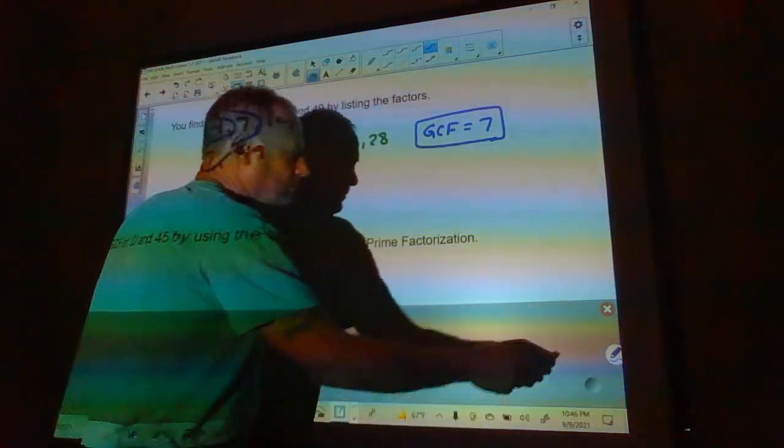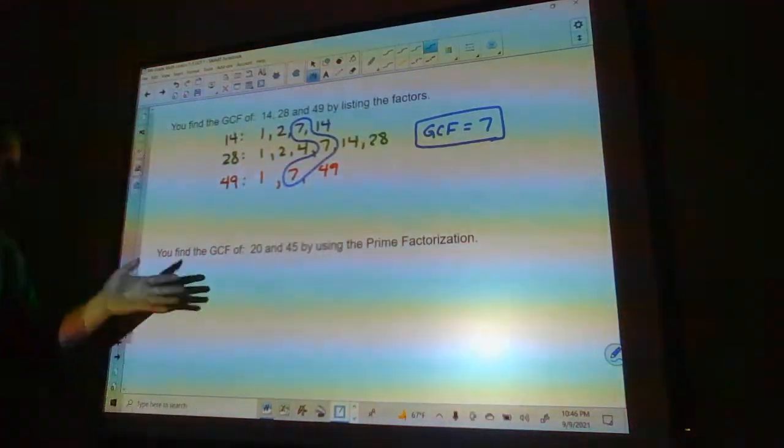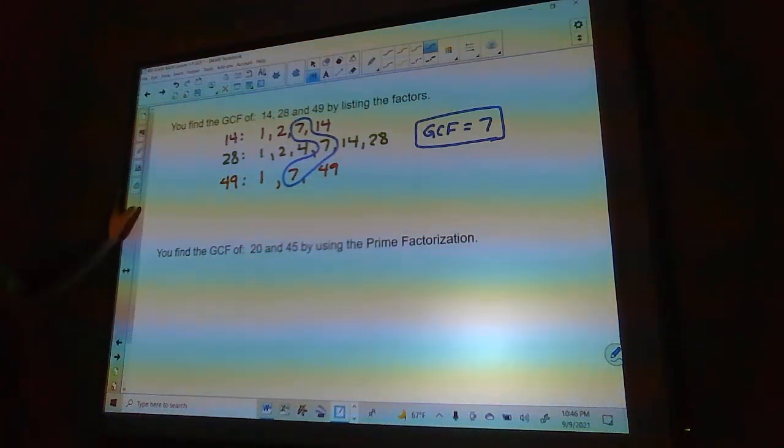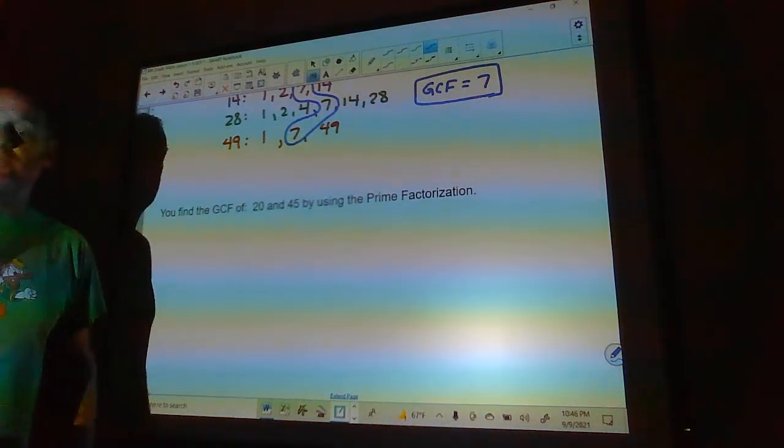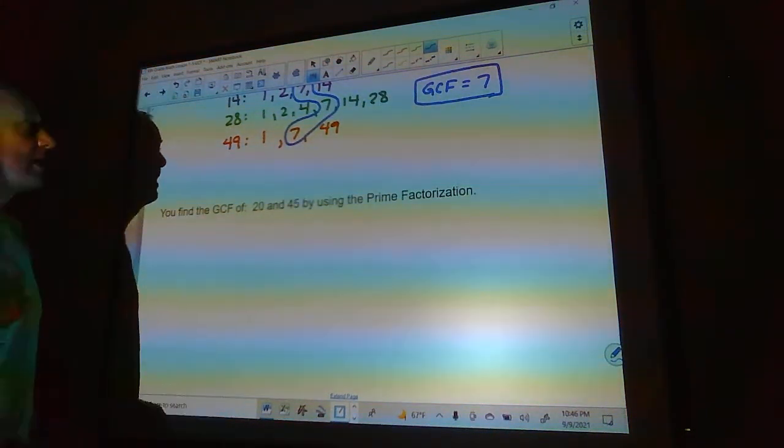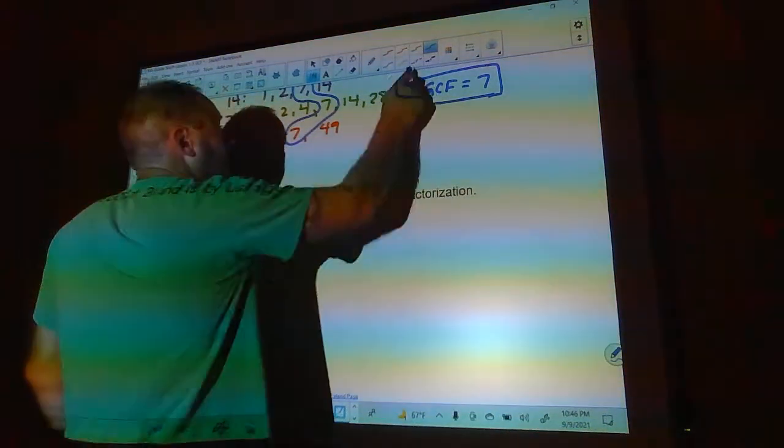Okay, so I want you to find the greatest common factor of 20 and 45 using the prime factorization. Okay, so we'll pause the video here. You can go do that, and then you jump back on, and we'll see how you did.